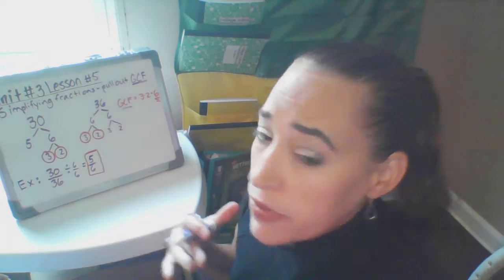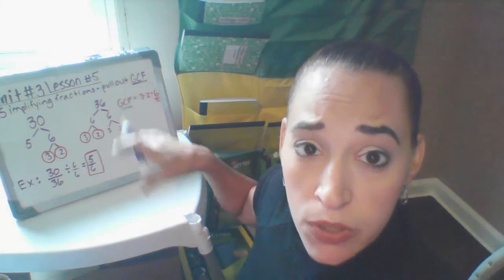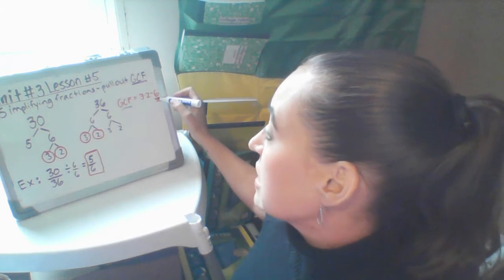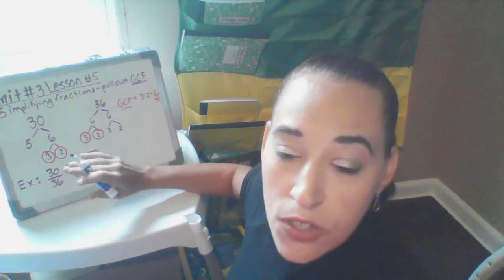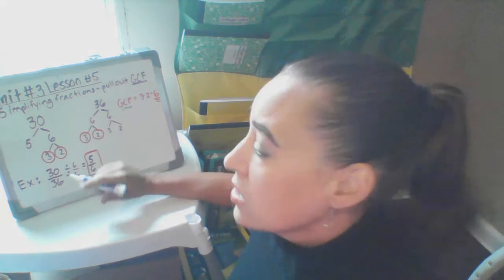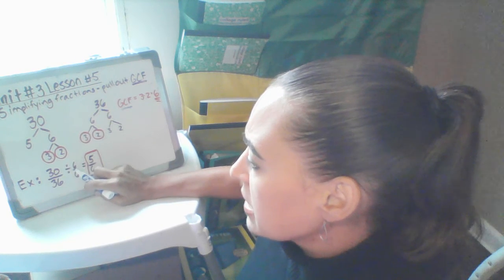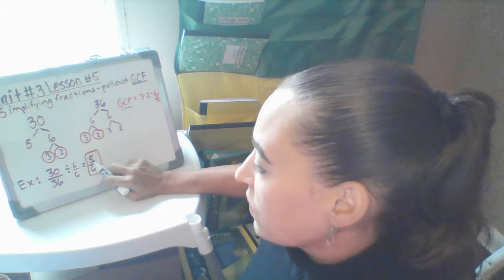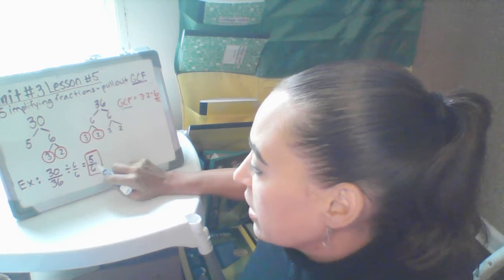Again, this is all a review of previously taught material. What I'm doing right now is just a review. You should already know how to do this. So now your GCF is 6. Now this is the new part, okay? You're given a fraction and they want you to reduce the fraction by pulling out your GCF. I know my GCF is 6, so I'm going to say 30 divided by 6 and 36 divided by 6. 30 divided by 6 is 5. 36 divided by 6 is 6. So my final answer is 5 over 6.